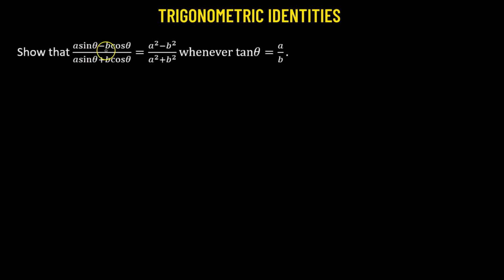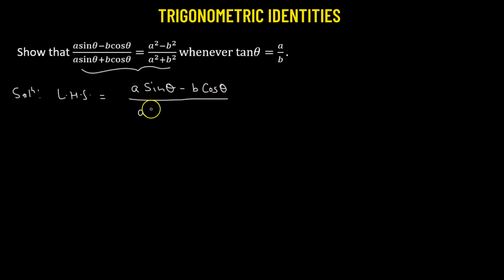In this problem, we need to show that the given expression is true whenever tangent of theta equals a over b. So let's begin from the left hand side. On the left hand side, we have a times sine theta minus b times cosine theta, whole divided by a times sine theta plus b times cosine theta.